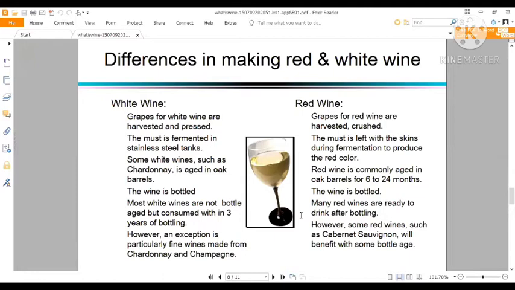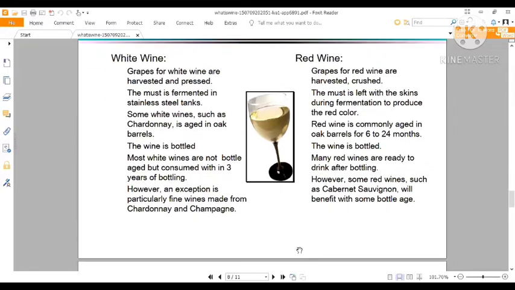And the red wines: the grapes for red wine are harvested and crushed. Of course, if you are making red wines, you will select the red grapes. The must is left with the skins during fermentation to produce the red color. Red wine is commonly aged in oak barrels for 6 to 24 months. The wine is bottled. Many red wines are ready to drink after bottling. However, some red wines such as Cabernet Sauvignon will benefit from some bottle age.